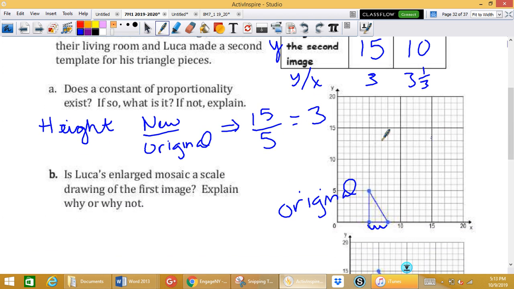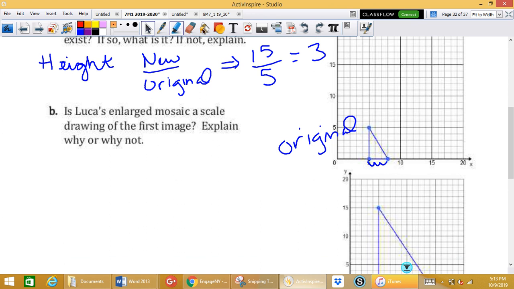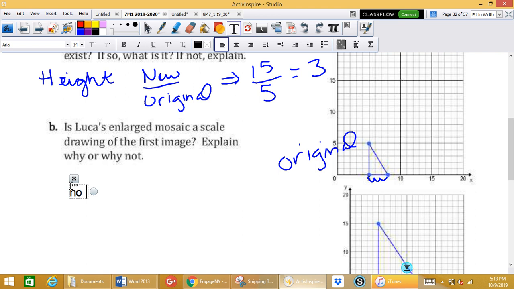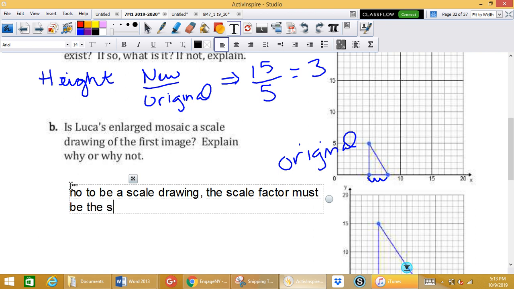So is Luca's enlarged mosaic a scale drawing of the first one? No. For it to be a scale drawing, he has to have the same scale factor for all the dimensions. To be a scale drawing, the scale factor must be the same for all the dimensions.